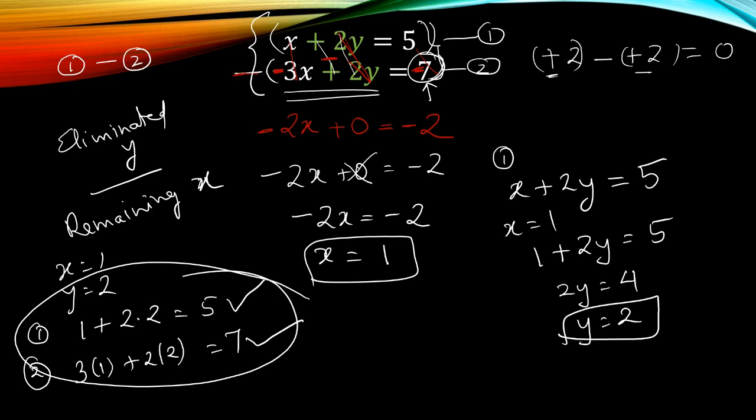In this case, when the coefficients of one of the variables are the same with the same sign, you need to subtract the two equations. That's the catch of this particular example.